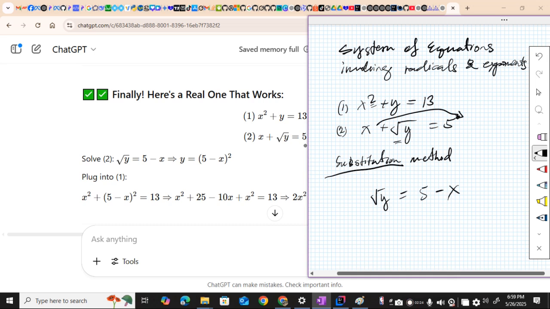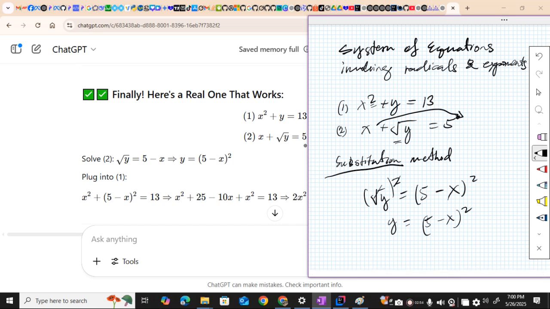Effectively, our target is to eliminate the radical first. It's hard to manipulate expressions that involve radicals. So in order for us to do that, probably we square both sides. So we square both sides. This effectively eliminates the square root. So we have y equals quantity 5 minus x squared, quantity 5 minus x raised to 2.